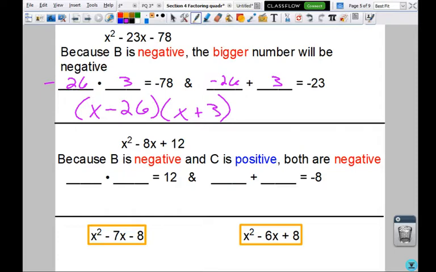What you don't want to do is, let's say I divided by 5, I get a decimal. We don't want decimals. So 5 doesn't work.